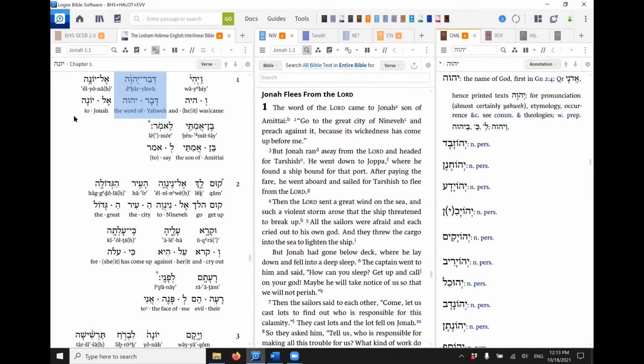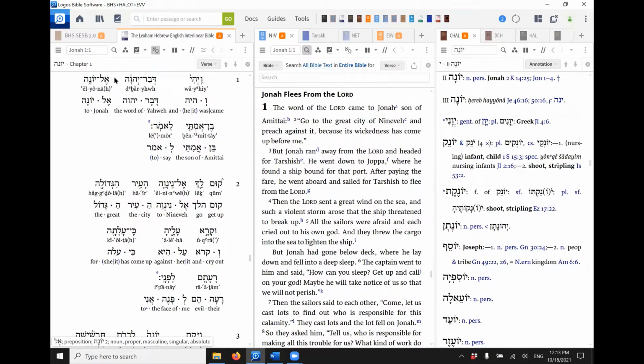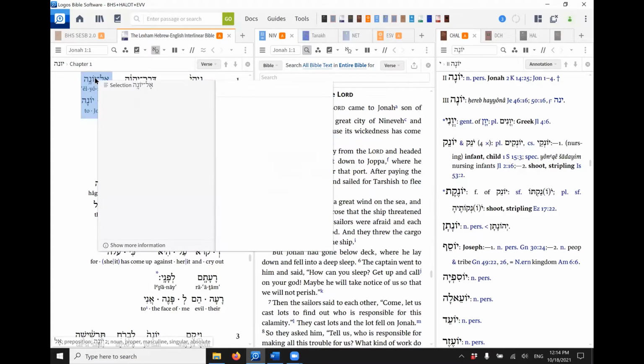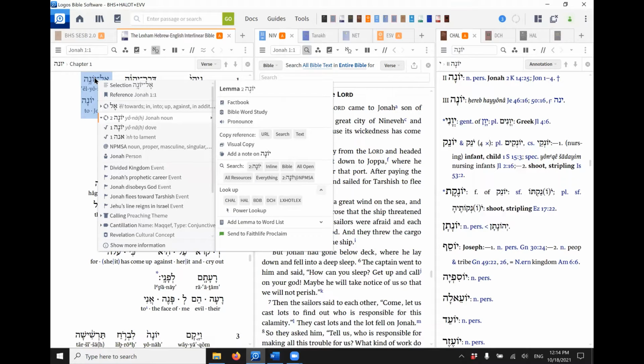So let's do it again. Let's repeat the process. So Dvar Yahweh, the word of Yahweh, Vayhi, and it came and it was, and the Dvar Yahweh came to El Yonah, to Jonah. And let's double click on that, and it's sending me to Jonah's name in the lexicon. Well, what if I want to study this preposition El, to or towards? Well, I have to right click, and then it's breaking it down into the lexemes where we have Jonah's name here, and then we have the preposition here, El.